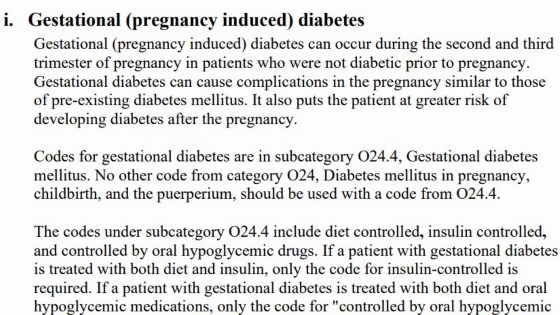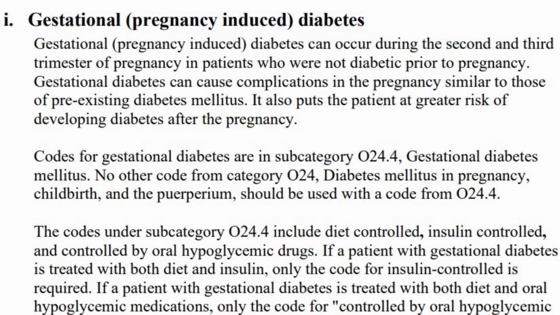The next point here is gestational diabetes. So gestational diabetes is pregnancy-induced diabetes. The patient does not have diabetes mellitus before the pregnancy. So the patient is a normal, healthy patient without a DM status before. After becoming pregnant, because of this pregnancy, the patient develops diabetes. So in this scenario, it is called pregnancy-induced diabetes, otherwise known as gestational diabetes.